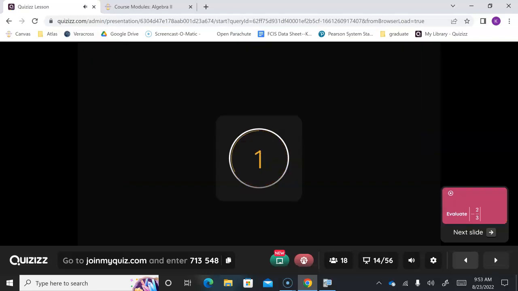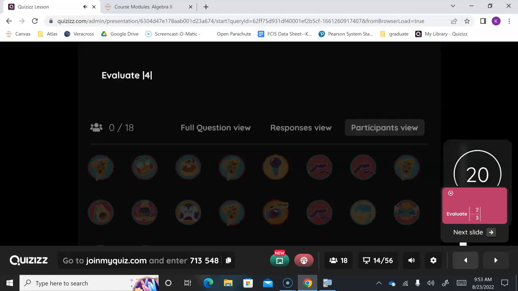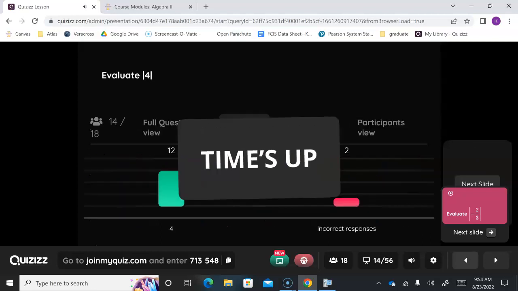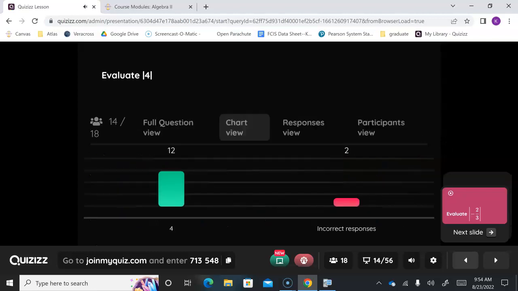On your device, I want you to tell me what is the absolute value of 4. How far is 4 from 0 on the number line? Four units from 0. Make it positive.